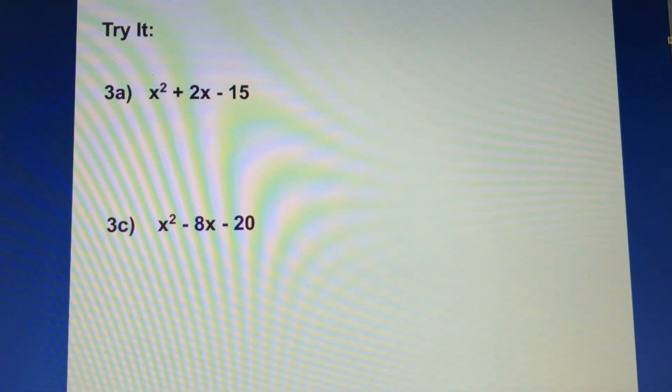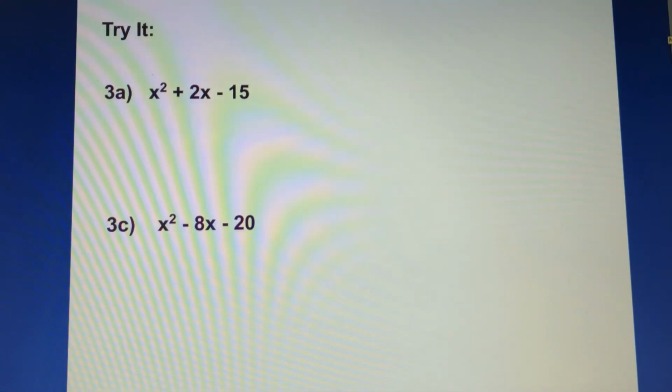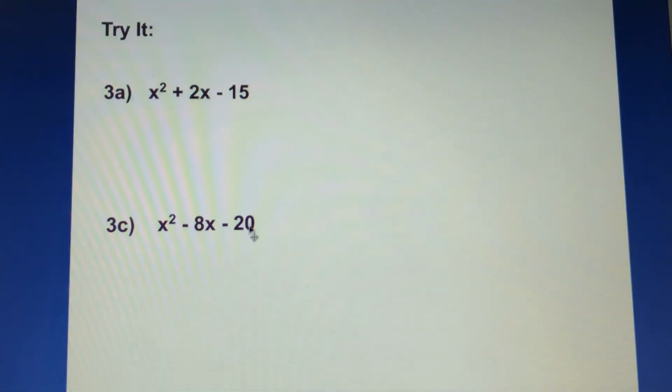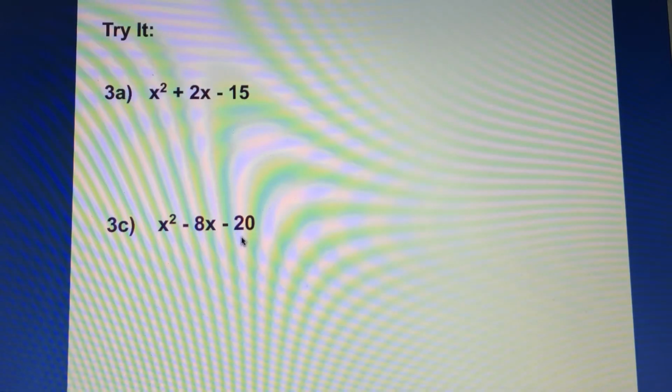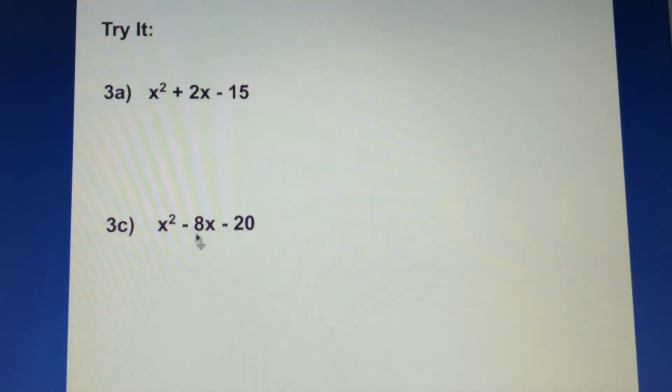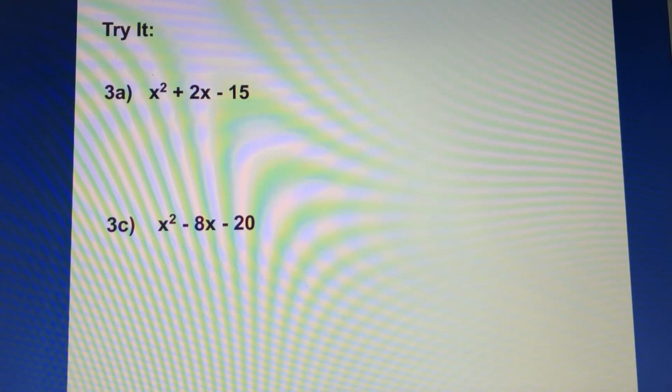Here we go. Let's practice again. C is negative this time, but B is positive in this case. So give me factors of 15. Make the largest absolute value factor positive, because I have a plus 2. So you're going to have one negative and one positive, but the largest digit has to be positive. Down here, I've got a negative 20. I need factors of 20. And in this case, the larger digit has to be negative because B is negative. Pause the screen.